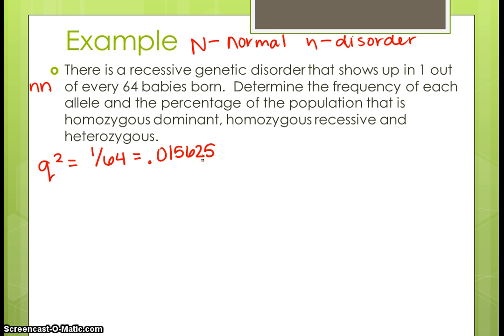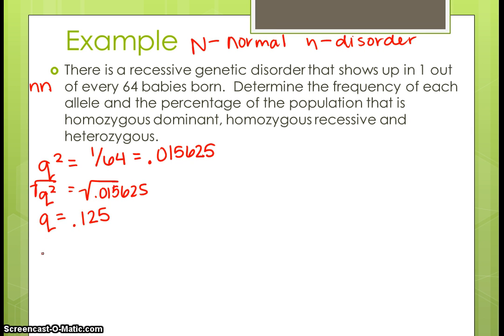Now, from there, we want to figure out the allele frequency of little n. So how often is a little n present? To do that, we'll simply take the square root of each side. So it would be the square root of Q squared. That equals the square root of 0.015625. And we end up that Q is going to equal 0.125.